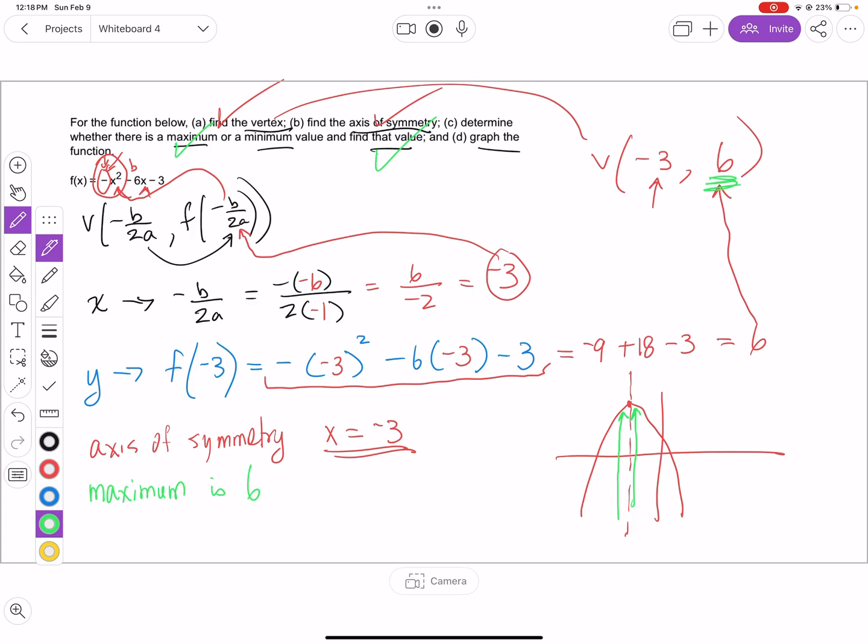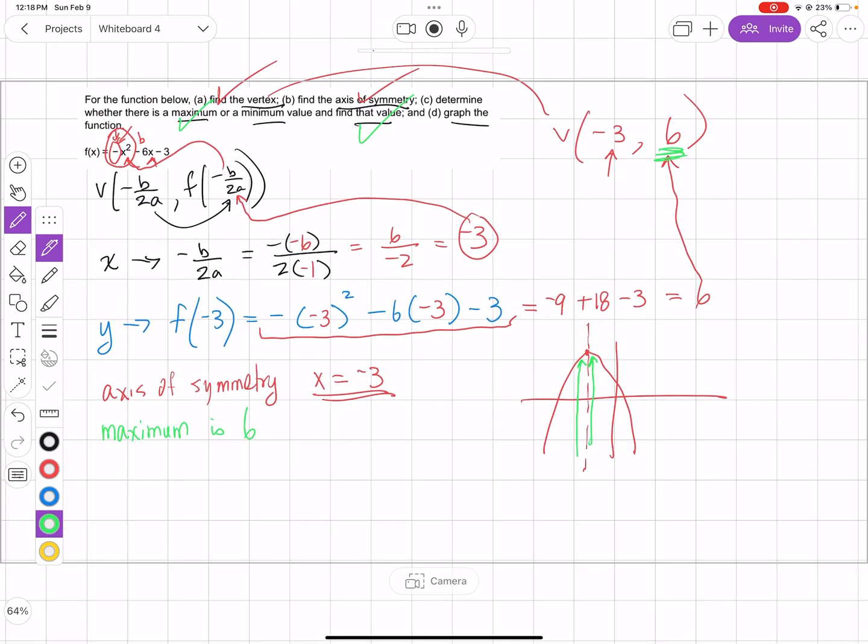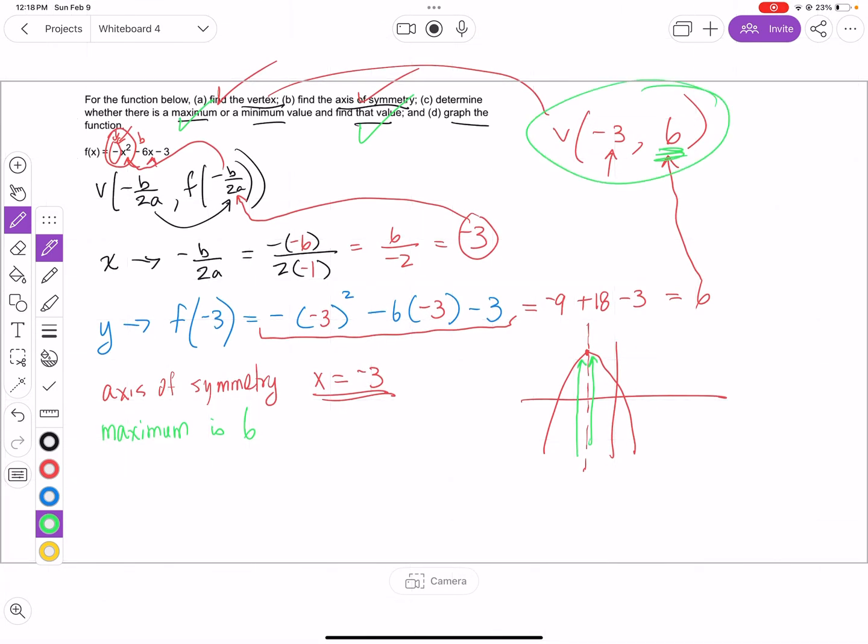Now they want me to graph the function. In order to graph it, I need to get another point. I have one point, my vertex, but I need a second point. It's always easier if you take a number that's very close to this number to plug in. So I could go with minus 2 or I could go with minus 4. Either of those should work. Let's go minus 2, a smaller number.